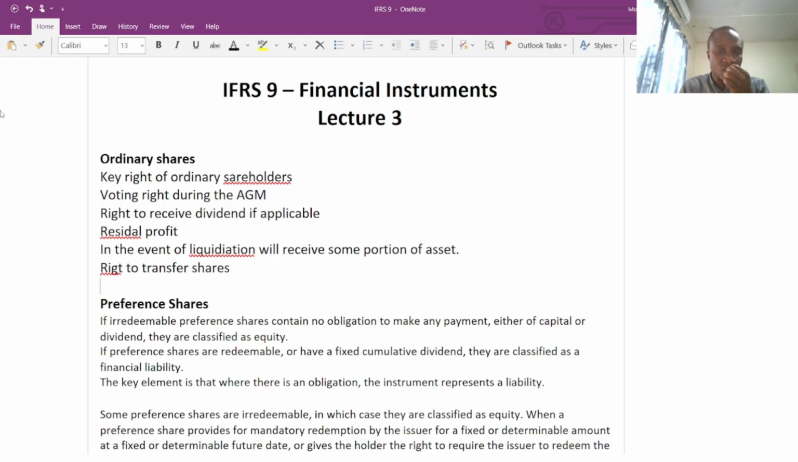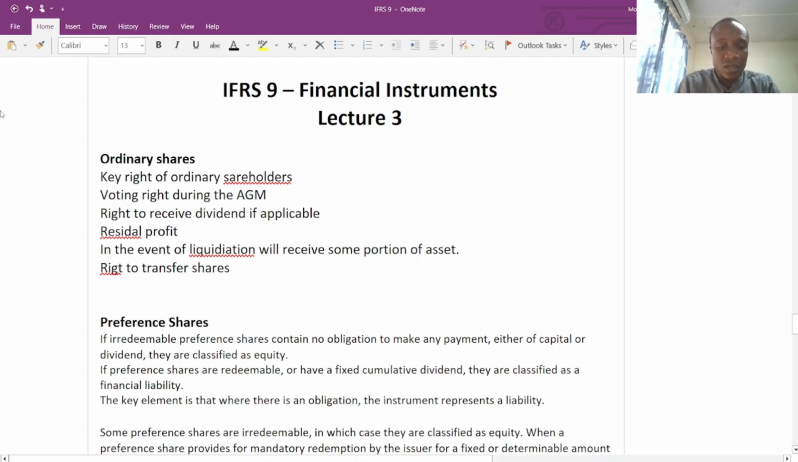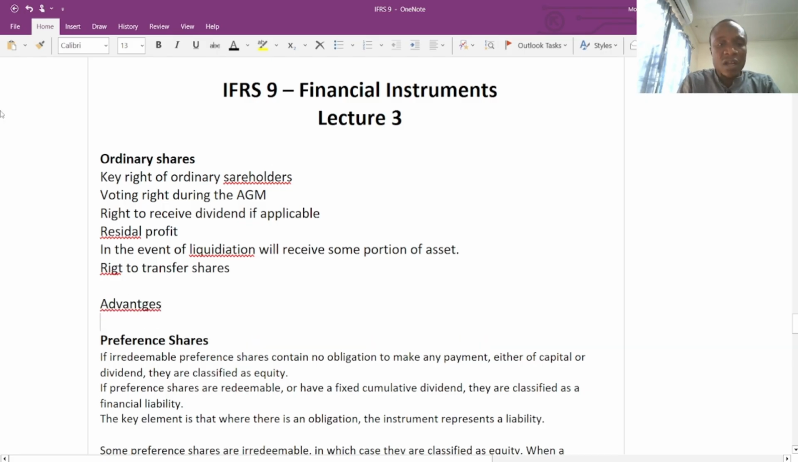Now, what are the advantages and disadvantages of being an ordinary shareholder? We need to understand that as well. Let me look at the advantages first before going to the disadvantages. One of the advantages is that it gives a control right. Being an ordinary shareholder, you will have controllability in company X.